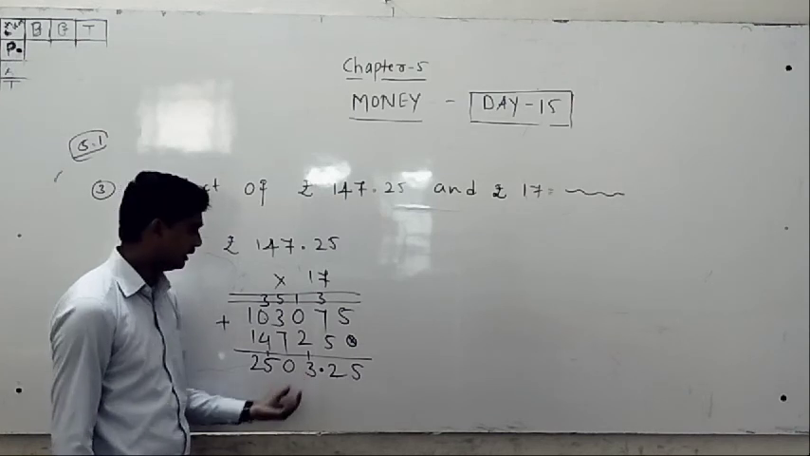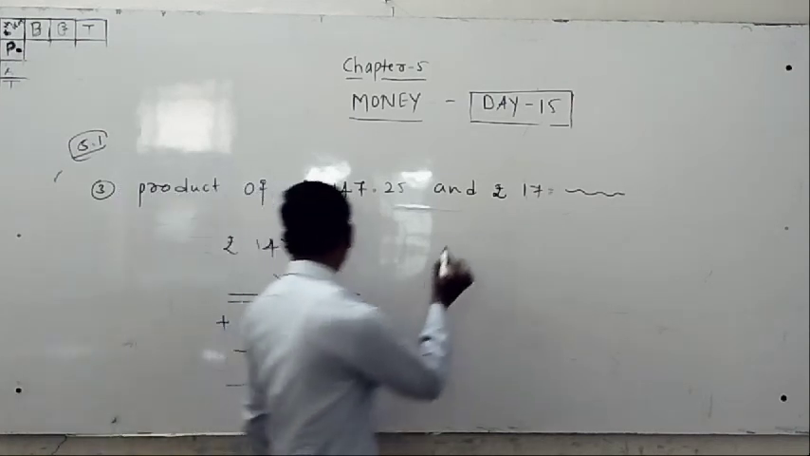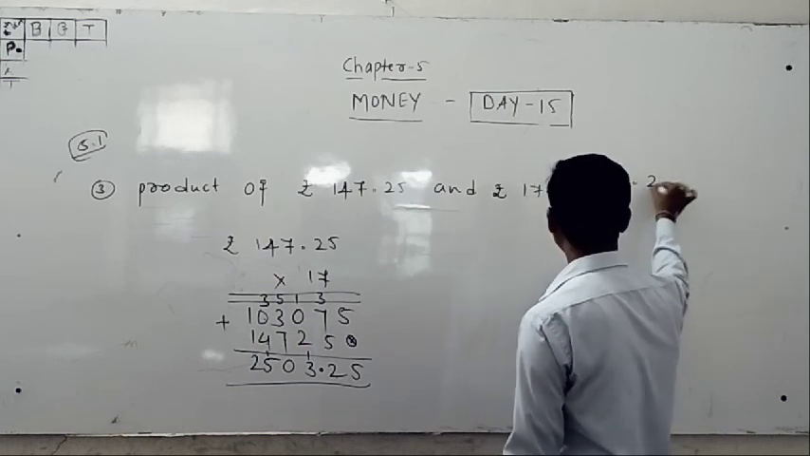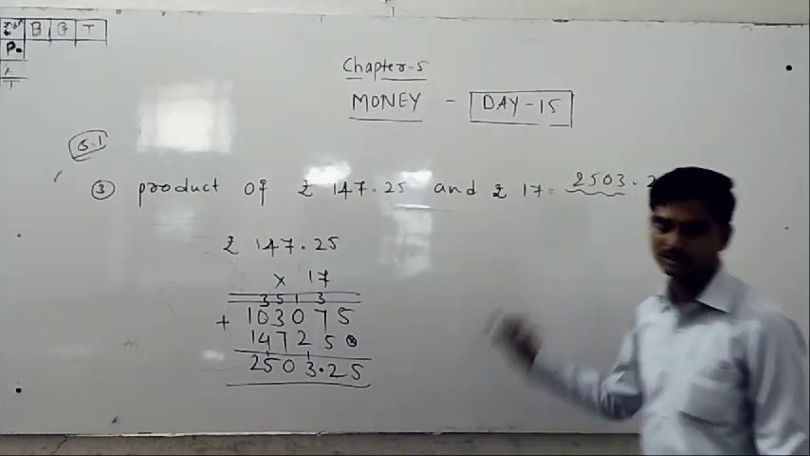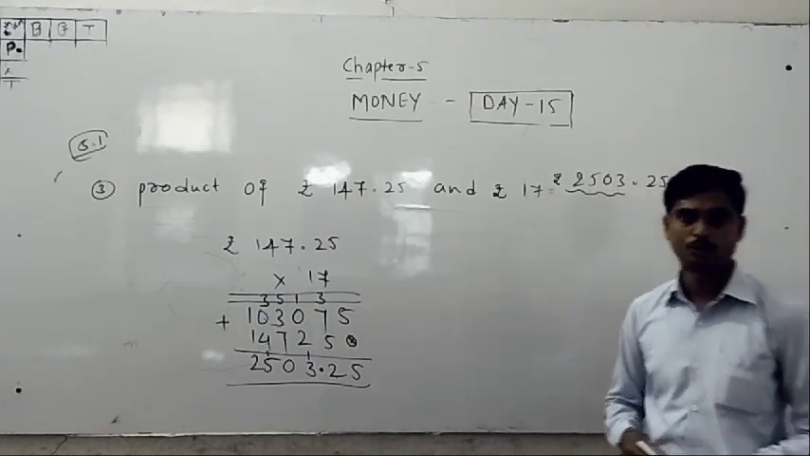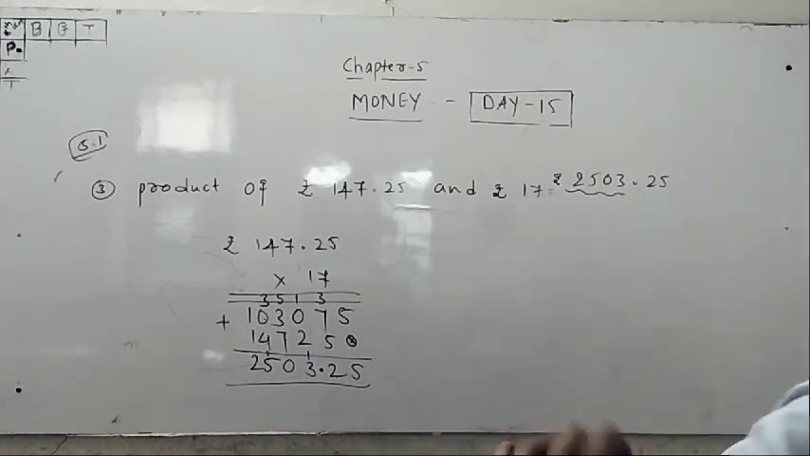Okay. This is the answer: 2500 3.25 rupees. This is the answer. Okay. This type more problems are there. You have to solve that. Write down this one.